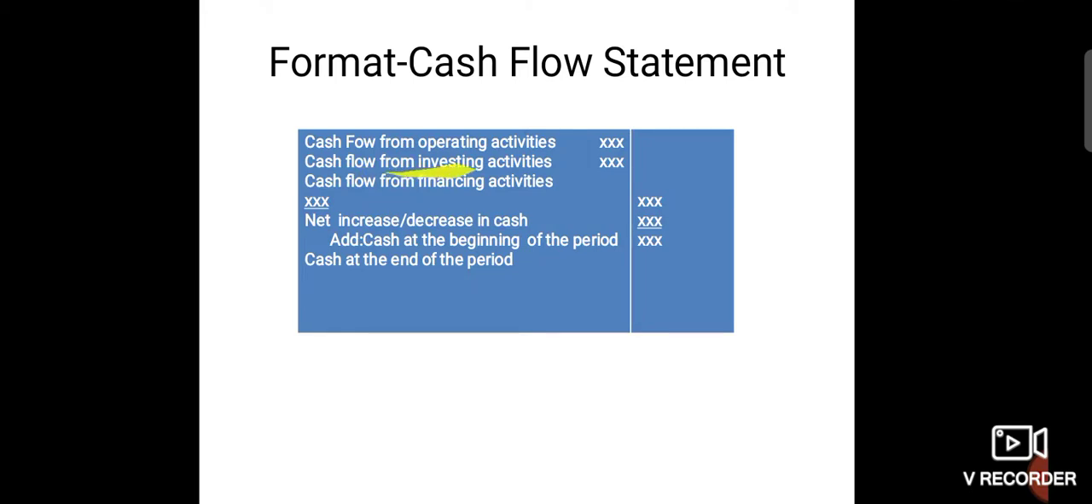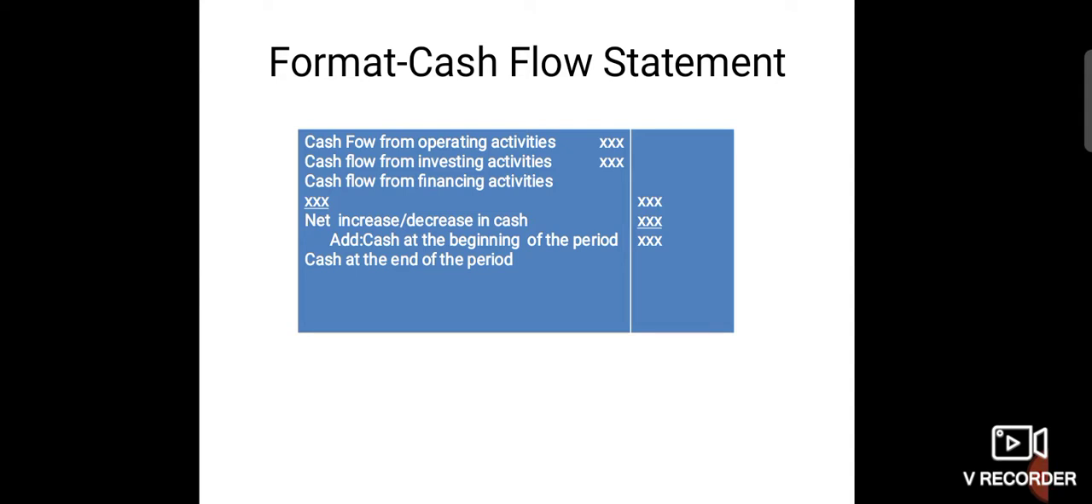Second one will be cash flow from investing activities. So under investing activities, there is no direct method or indirect method. We can just add all the incomes from investing activities, like rent received, and deduct the outflows, like interest paid for any building. So we'll take the net effect, add the incomes and deduct the outflows of cash, and we'll get cash flow from investing activities. Similarly, we'll get cash flow from financing activities.